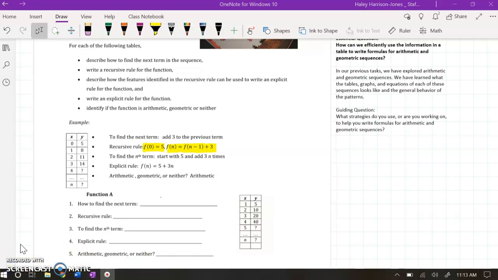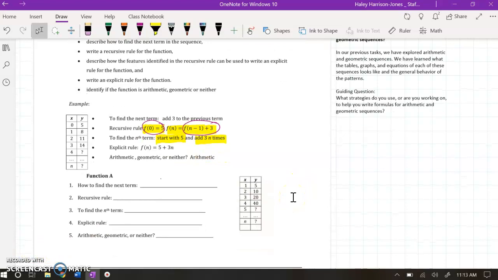Notice how our recursive rule and our description of finding the nth term work together. We start with 5 and we add 3 n times. We can see that in our recursive rule, starting with 5 and adding 3 to each output every time. This leads us into our explicit rule, f of n is equal to 5 plus 3n. And then we notice, is this arithmetic, geometric, or neither? Since this sequence is adding 3 every time, it's arithmetic.